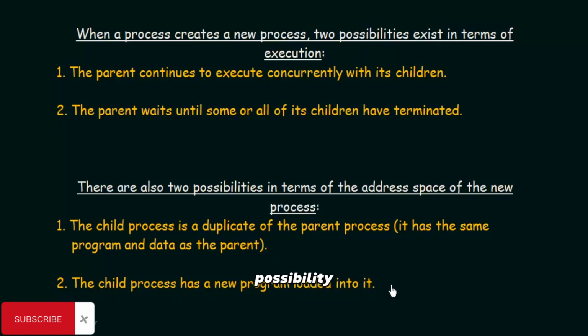Another possibility is the child process has a new program loaded into it. So in the second possibility, the child process can have a new program loaded into it, which is different from what the parent had. The parent may be running one program, and the child may be created in order to run another program, which is required by it. So that is another possibility. So these are the two possibilities, each in terms of execution and in terms of address space of the new process. So these are some of the things that you need to remember about process creation.